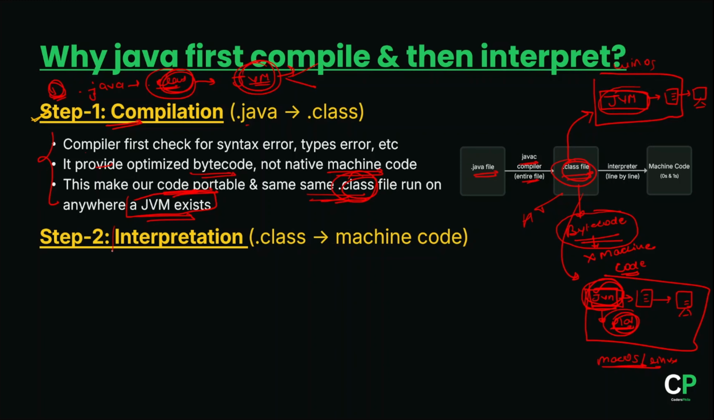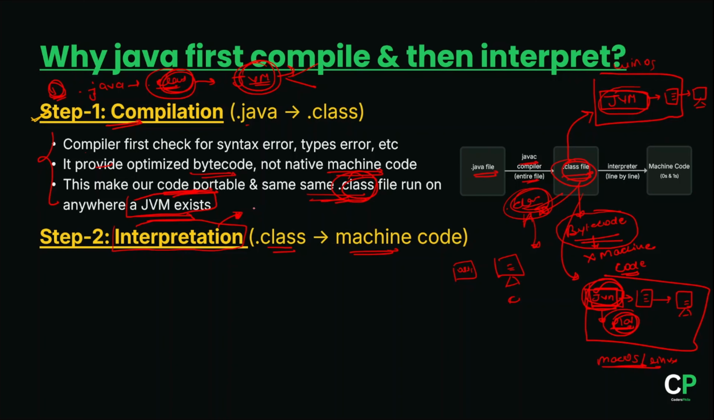Now, what happened in step number two? Step number two is the interpretation. Why is there a need for interpretation? Because the computer can only understand zeros and ones, that is machine code. But our .class file is the intermediate form, optimized bytecode. It is not yet converted into machine code. So there is a need to convert the .class file into machine code.